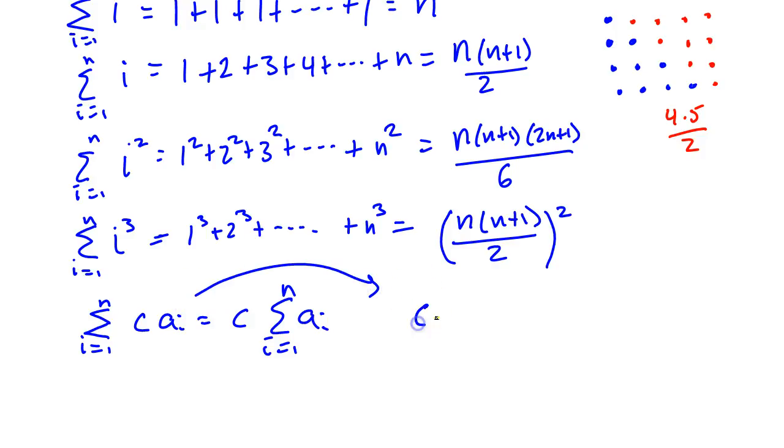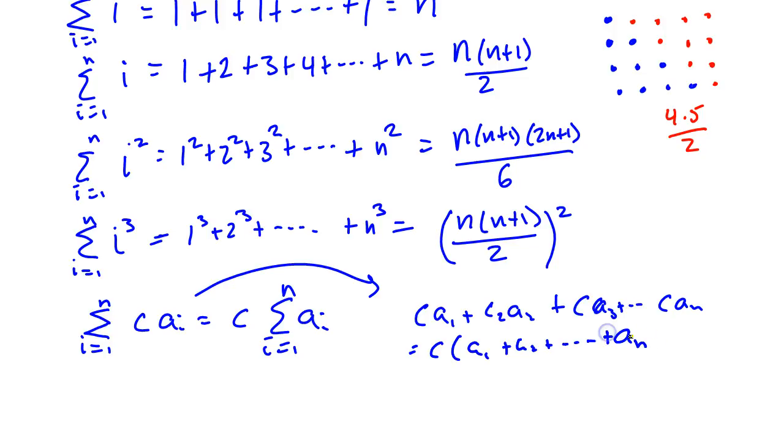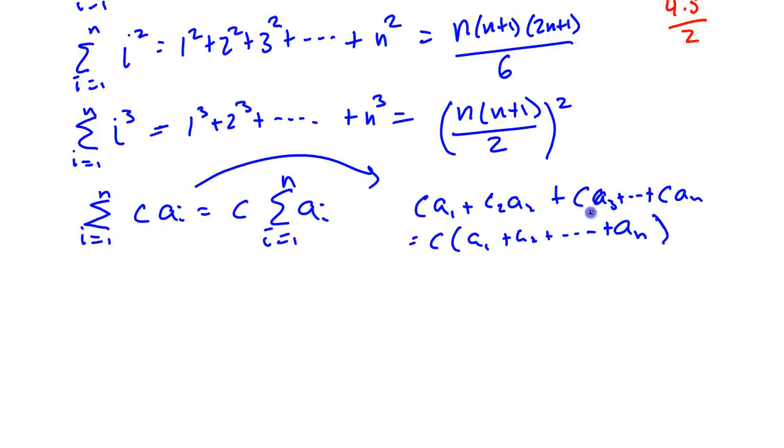c times a1 plus c times a2 plus c times a3 plus and so on up to c times an. Well, the distributive property says you can pull the c out: a1 plus a2 plus up to an. So that's what this is, that you're adding up all the a's first and then multiplying by the c. So that's just the distributive property.